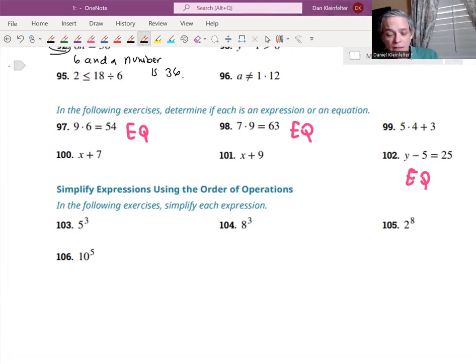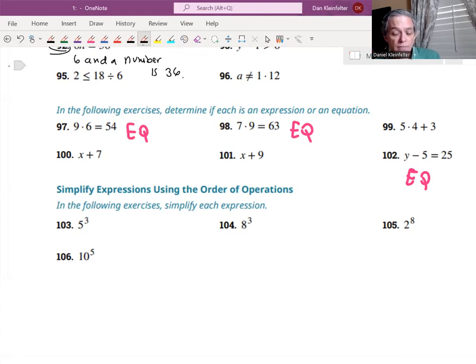The other way to tell if you're dealing with an expression or an equation is to decide if it's true or if it's an impossible question. So in 98, I can ask you, is it true that 7 times 9 is 63? And you could say, yes, it's true.